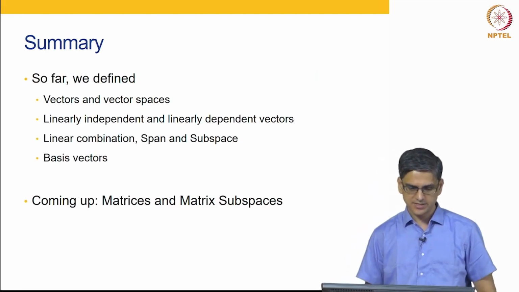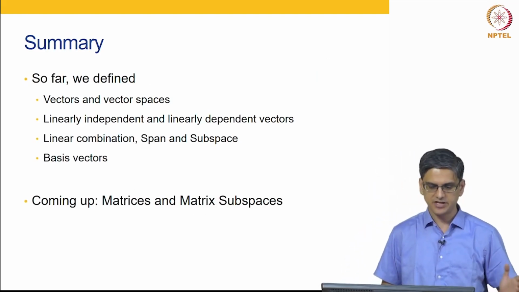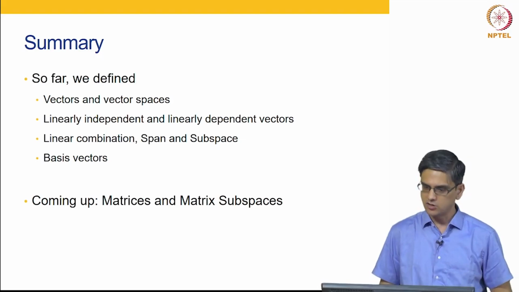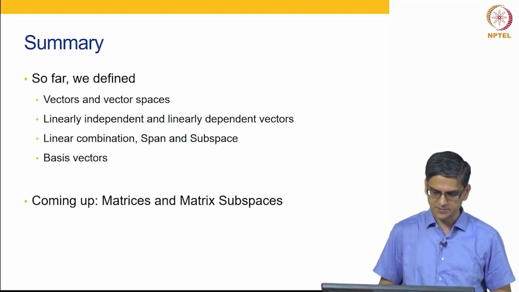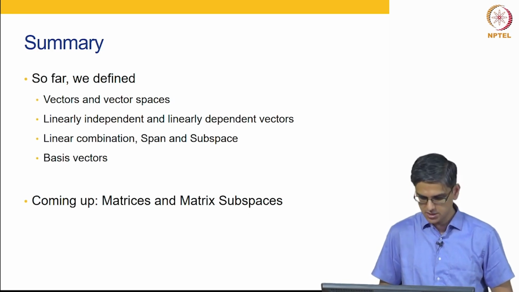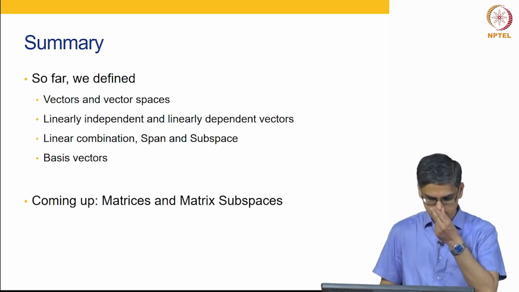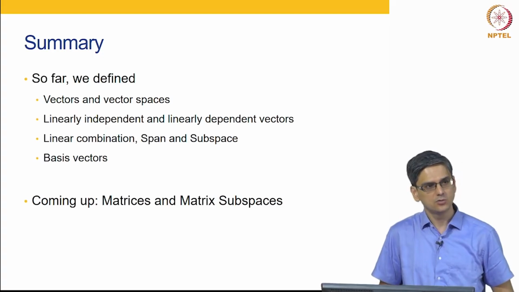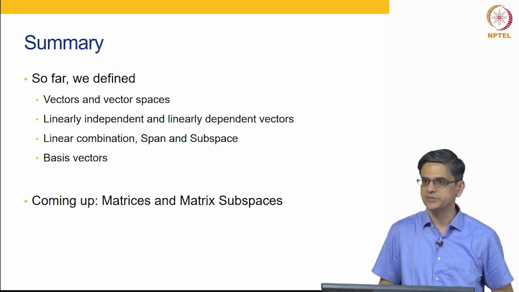So, just to summarize, what we have done is defined vectors, vector spaces, talked about linear independence, linear dependence, talked about linear combinations, span, subspace, and talked about basis vectors. What we are going to then talk about is matrices and matrix subspace.